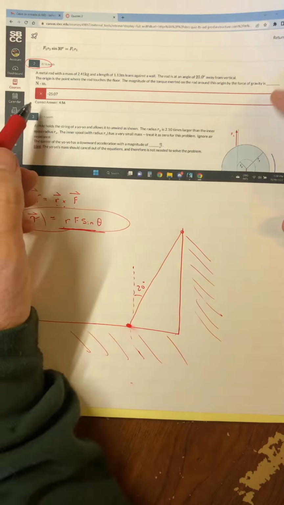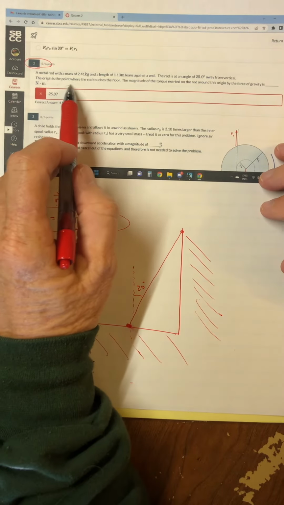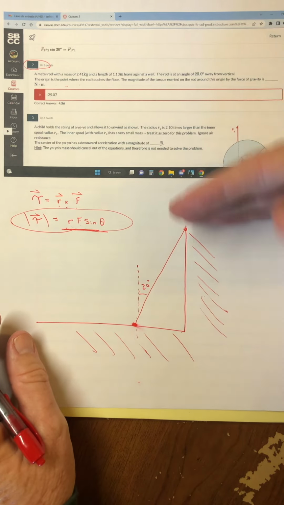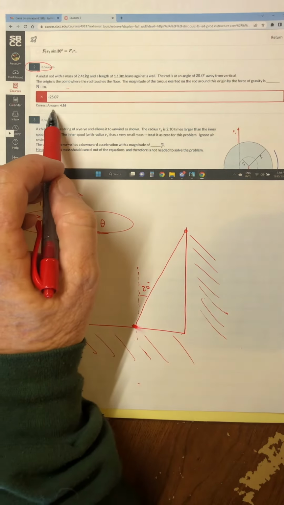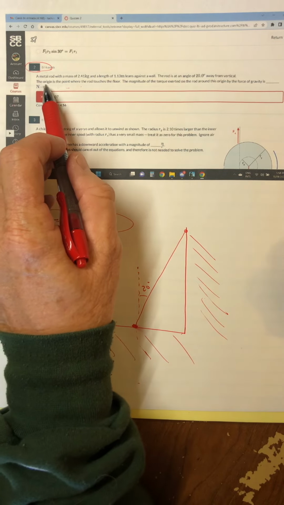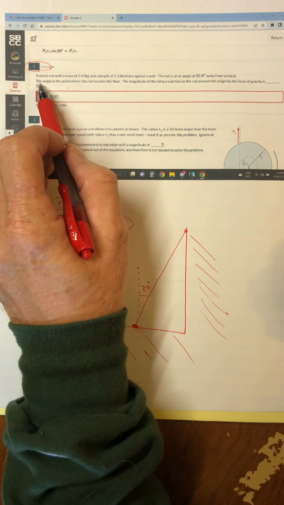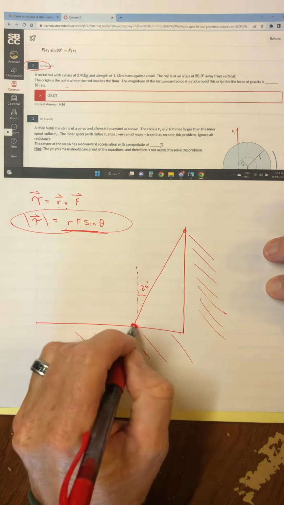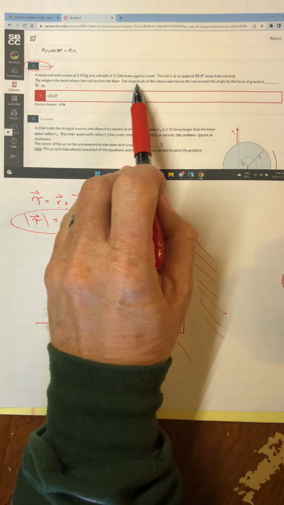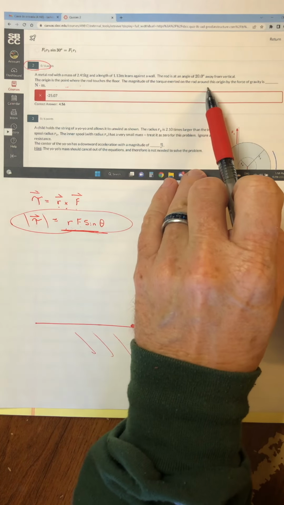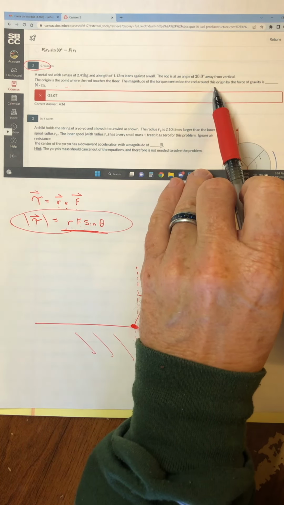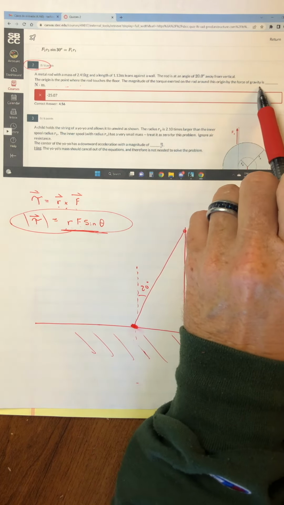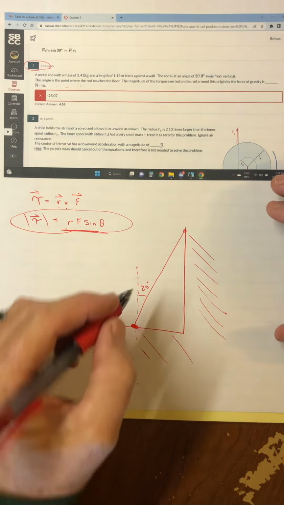And so for us to match their answer, we have to have the same origin. So we've got to make sure that we're picking the same origin that they are in the answer they're expecting. So that phrase is crucially important here. The origin is the point where the rod touches the floor. All right, so put that little dot there. It says the magnitude of the torque exerted on the rod around this origin by the force of gravity. All right, so then they want the force of gravity.